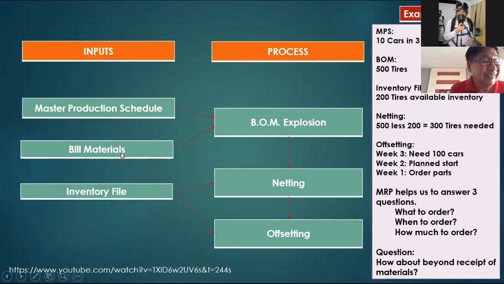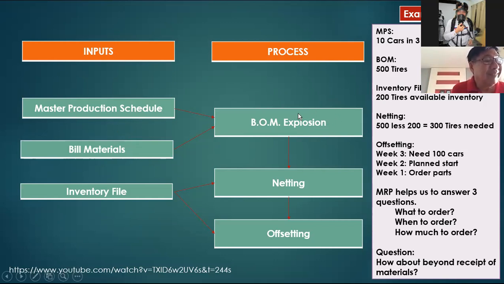Next is the bill of materials. So for that order, for that 100 cars in 3 weeks, we will need tires. So if you combine that MPS and the bill of materials, we will have the BOM explosion, bill of material explosion, as they say. So for that example, the tires: 4 tires plus 1 spare. So we will have the specific quantity.